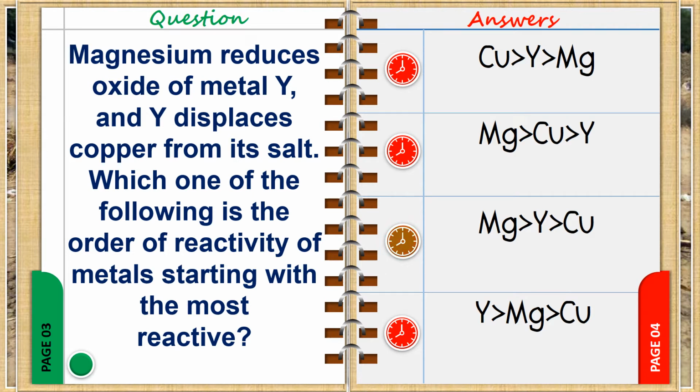Magnesium is more reactive than Y, and Y is more reactive than copper.